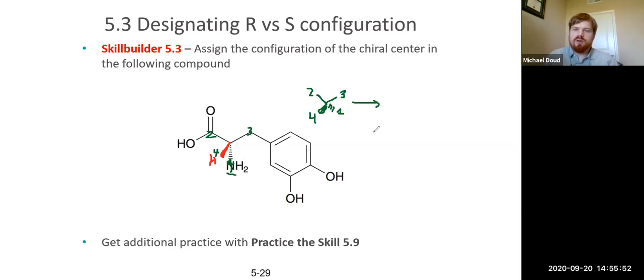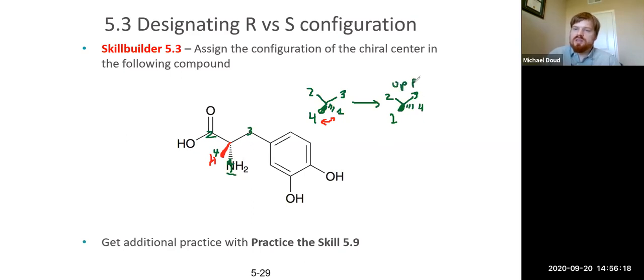Here, let me use a different color. Let's flip 1 and 4, right? Because we want 4 to be in the back anyway. So let's go ahead and flip that. That gives us 2, 3, 1 facing out at us, and 4 going in. Okay, so now we know that this one is going to be the opposite orientation.